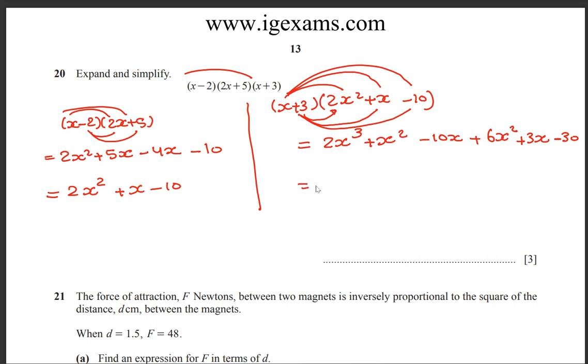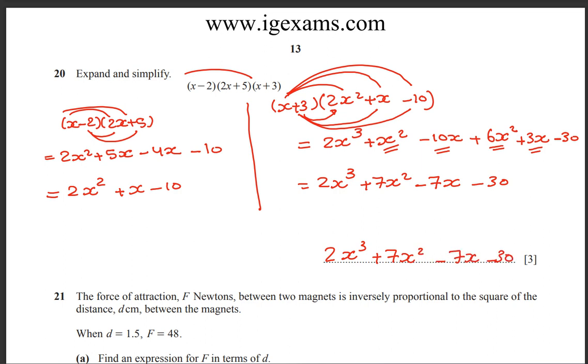Then simplify. We have here 2x cubed, and we have here x squared and 6x squared. It will be plus 7x squared. We have here negative 10x and plus 3x. It will be negative 7x. And we have here negative 30. So the final answer will be 2x cubed plus 7x squared minus 7x minus 30.